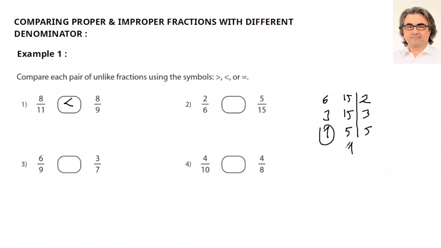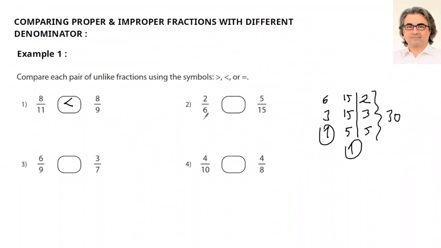After getting 1s here, the result, or the least common multiple of 6 and 15, will be the multiplication of these three numbers. 2 times 3 is 6. 6 times 5 is 30. So I may equalize the denominators at 30.